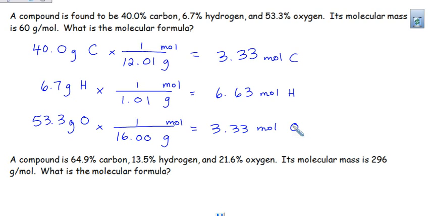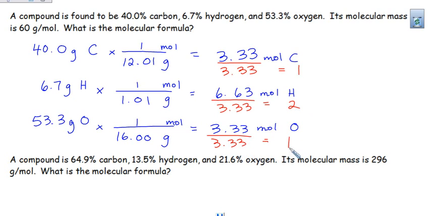But, can you see the whole number ratio? Yeah, it's pretty obvious in this one. It's probably a ratio of 1 to 2 to 1, right? Now, if you weren't sure, then you could go through and divide each by the smallest. I'll divide each of these by the 3.33 just to confirm what you're probably already suspecting. I know that's a 1. Divide by 3.33. And that is pretty darn close to a 2. And this should be the 1.